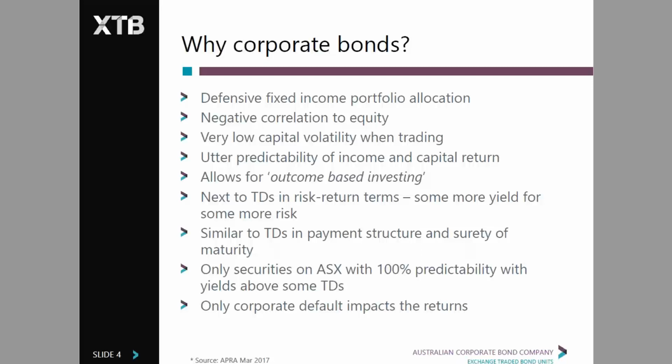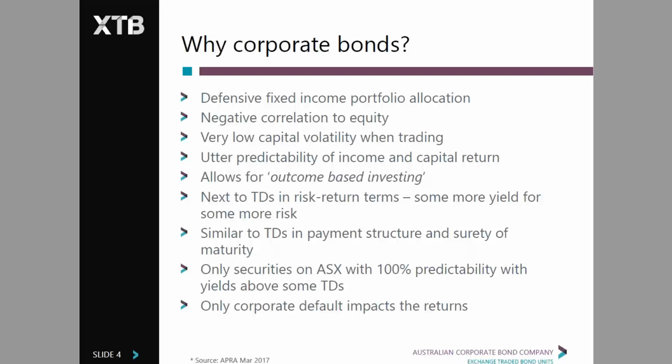So if you think about that, government bonds, senior bonds and XTBs are the only securities on ASX with 100% predictability of what you're going to get before you actually start investing. And that's why a lot of people are moving from TDs into those securities. As I said earlier, only corporate default impacts those returns.